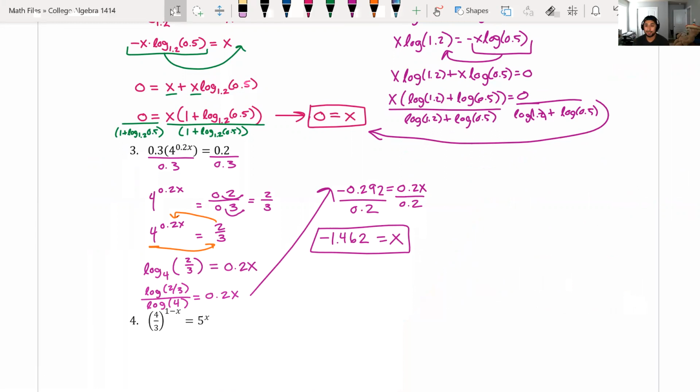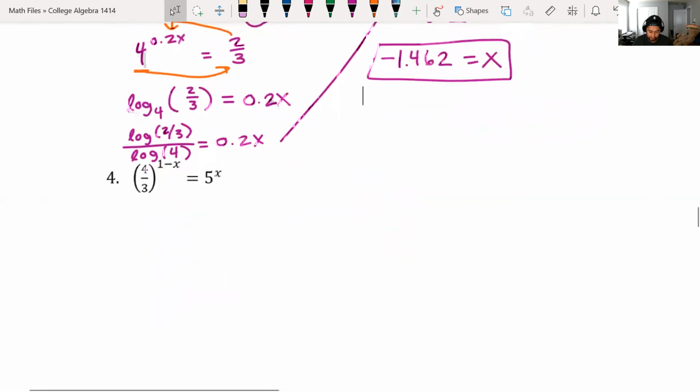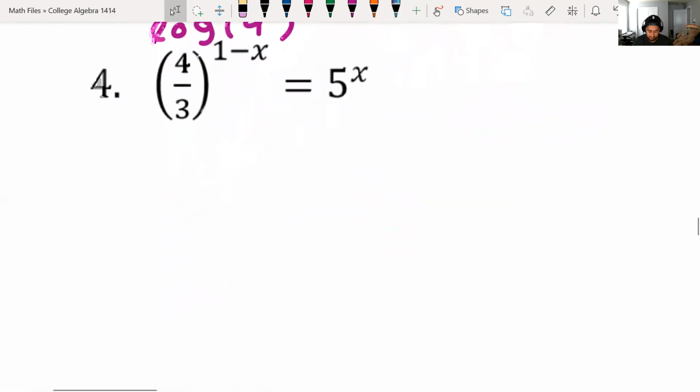Oh, so you could do option two on this one as well, but you still have to move that 0.3 over before you do so. Okay. Let's keep moving. Number four. Same thing here.